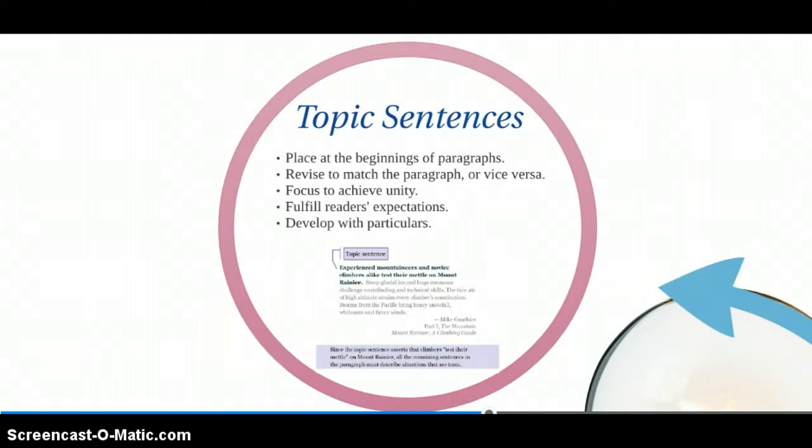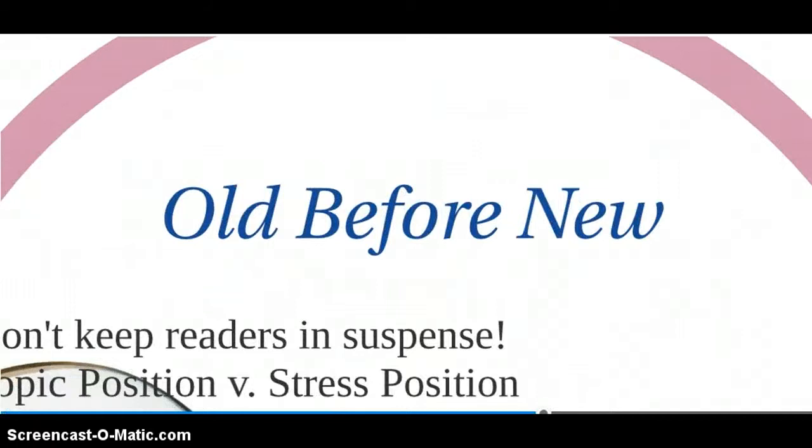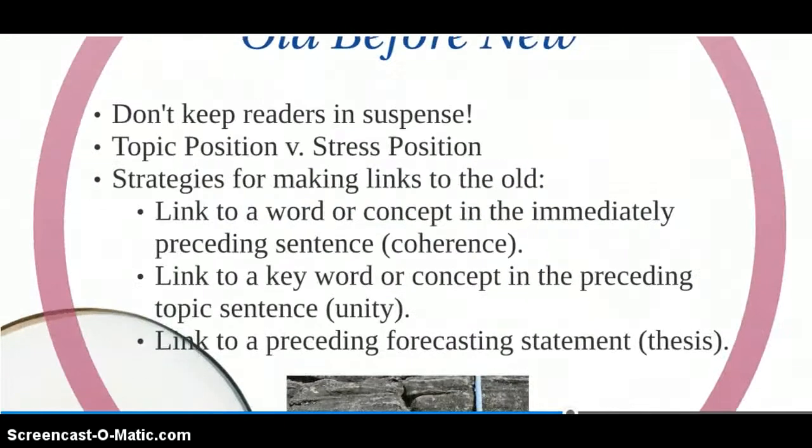It's also important to fulfill your reader's expectations for old information before new information. Presenting old before new information occurs when writers begin sentences with something old, that is, something that links to what has come before, and then end the sentences with new information. When a writer doesn't begin a sentence with old material, readers have to hold the new material in suspense until they have figured out how it connects with what has gone before.